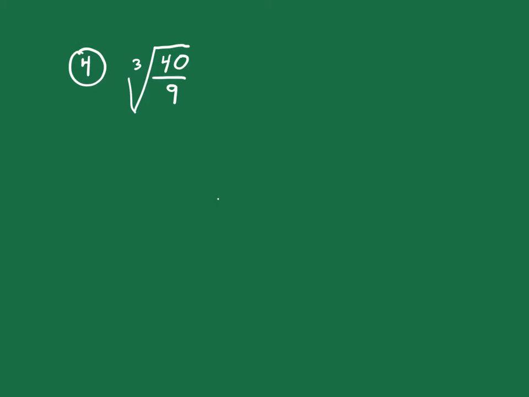Okay, number 4. Here we're dealing with cube roots. We've got the cube root of 40 over 9. And whenever you've got a fraction, take a second to see if you can reduce. Since they're both under the cube root symbol, you can reduce any numbers that have a common factor. 40 and 9, though, don't have anything in common, so we can go ahead and move on from there.